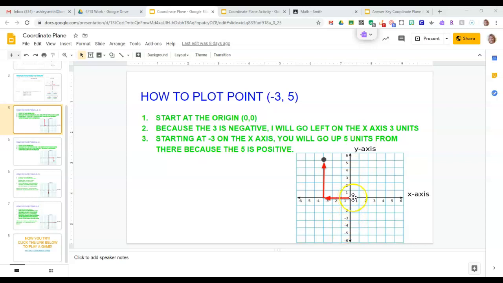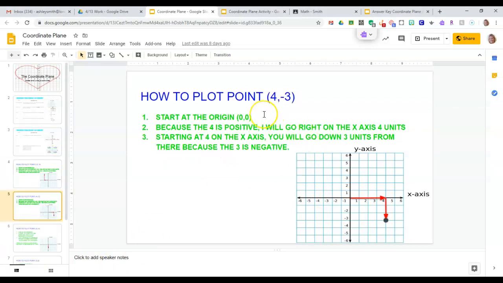Because it's negative, you see the numbers listed down here on the graph. You're going to go to the left 3 places, which is why that arrow's there. Then the 5 is positive, which is why the arrow is going up. So you notice these are positive numbers here. So this point right here is -3 over, -3 up +5.